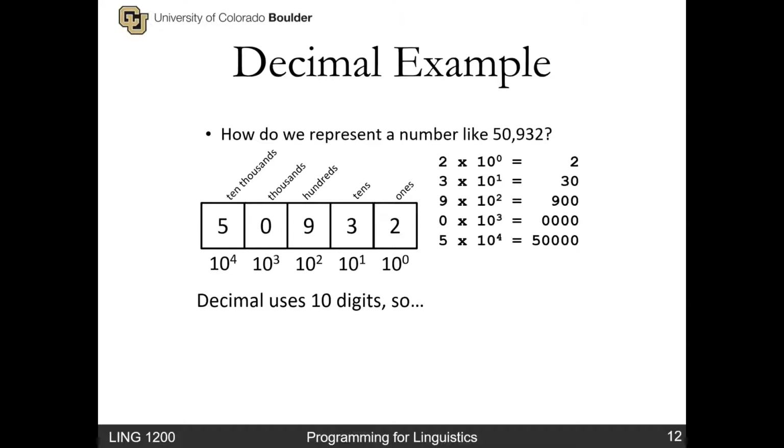To understand the value of this whole number as it's represented in the decimal system, we then add up our products. 2 plus 30 plus 900 plus 0 plus 50,000 is 50,932. So that's the math that's going on behind the scenes in our decimal system. So it's really not that easy. And we can do the same thing with a binary system.